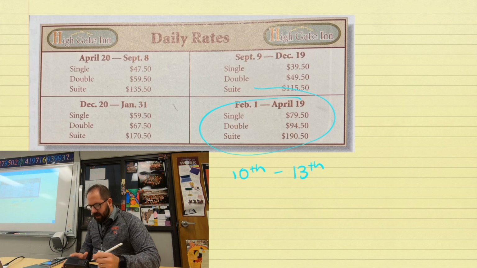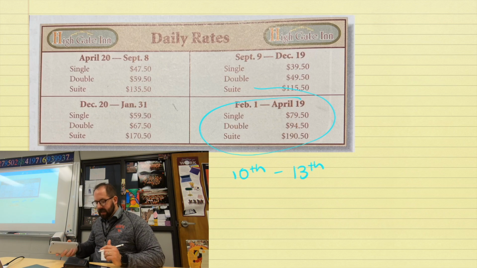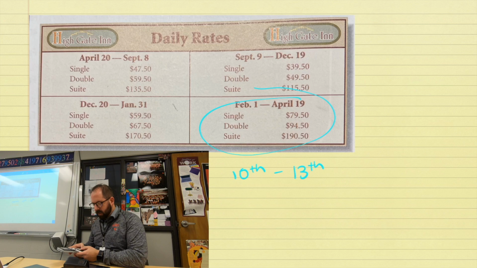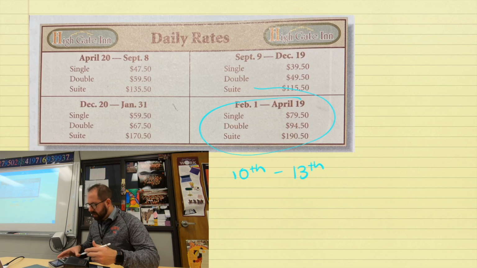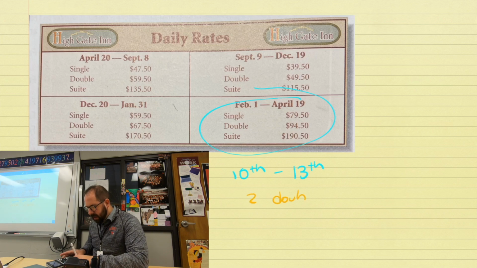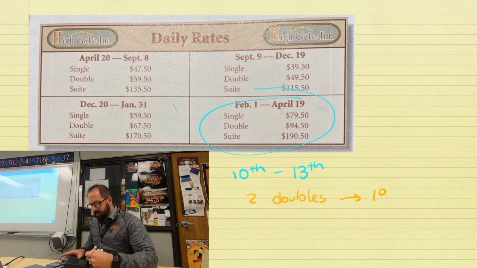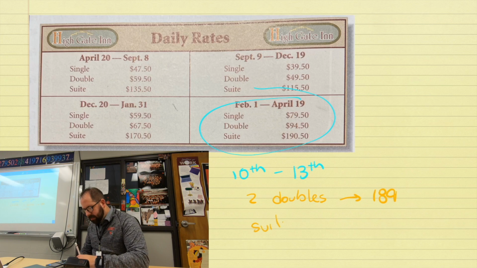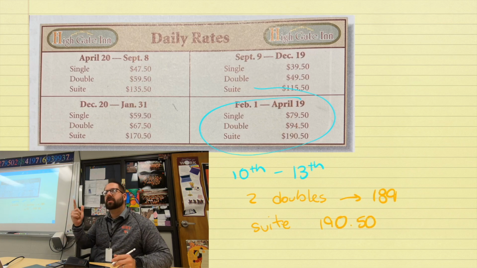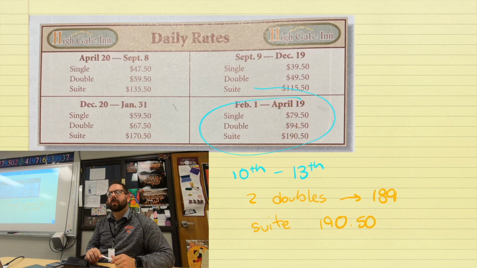So in that case, maybe you want to see, okay, if I need to get 2 double occupancy rooms, $94.50 times 2, I should say. So I need 2 double occupancy rooms, okay? So 2 doubles, it's going to be $189. If I just got a suite, it would have been $190.50. Maybe that dollar difference changes your mind. Maybe you're like, it's only $1 more. Let's just stay in one room, so we can hang out, right?